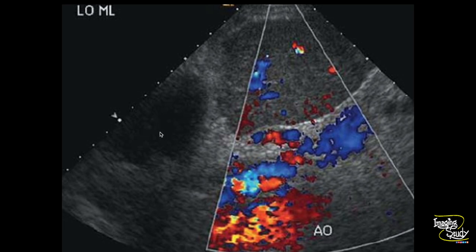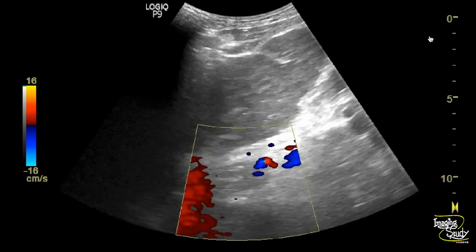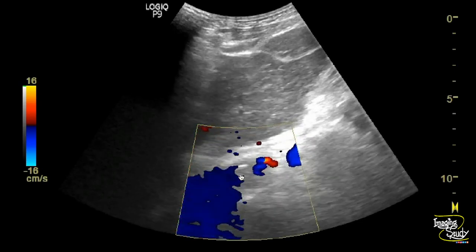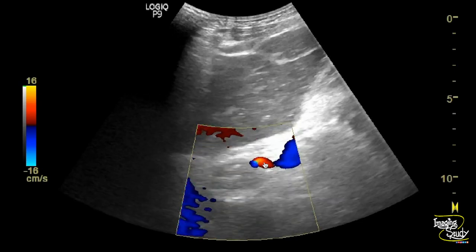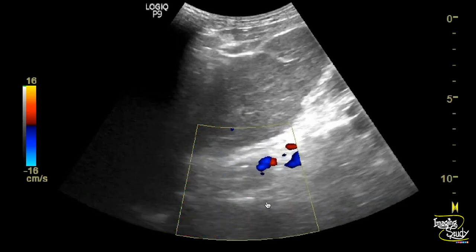Here is a picture of the left lobe of the liver. This is the heart, and you can see this is the aorta. In between the aorta and left lobe of the liver, this is the area for the gastroesophageal junction. On color Doppler, you can see some tortuous vessels adjacent to the gastroesophageal junction, indicating gastroesophageal varices. Here is one of my cases. We have uploaded this video on our YouTube channel, and you can see this is the gastroesophageal junction, and adjacent to it, there is a dilated tortuous vessel indicating gastroesophageal varices.